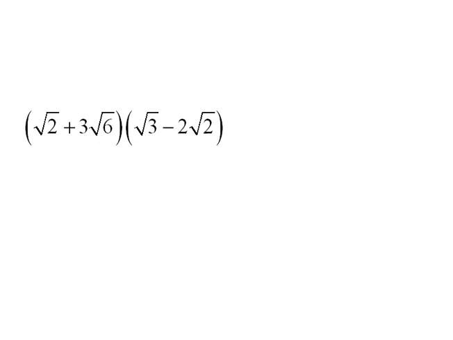Alright, let's do another one. This one here is another binomial. So again, we're going to start off by distributing. So we're going to distribute our square root of 2 first, times square root of 3 would be the square root of 6. And square root of 2 times negative 2 square roots of 2 would be negative 2 square roots of 2 times 2 would be 4.